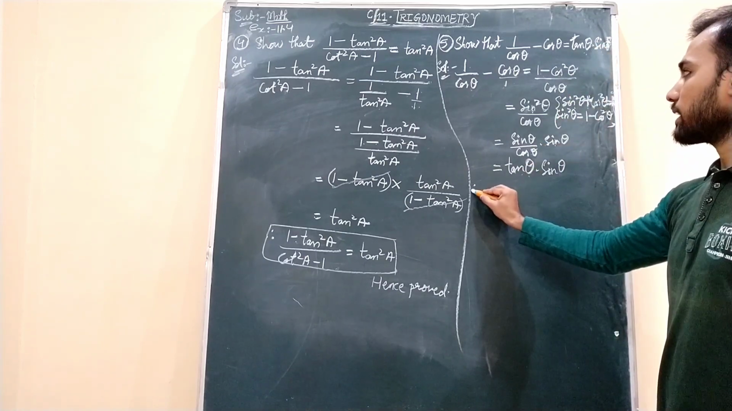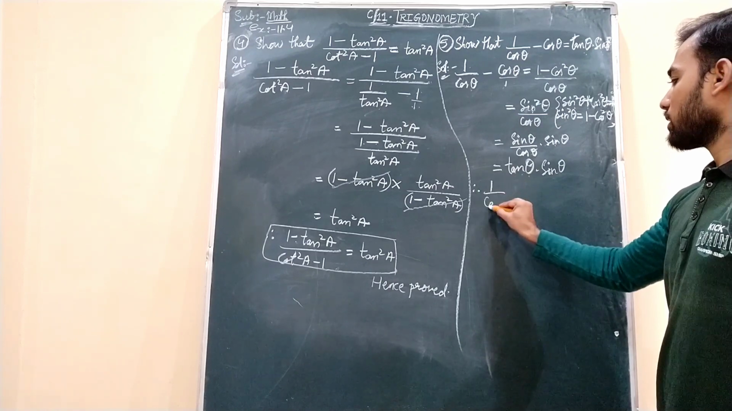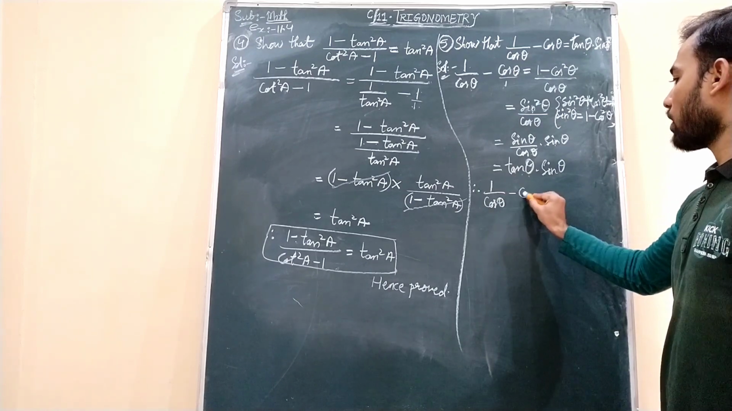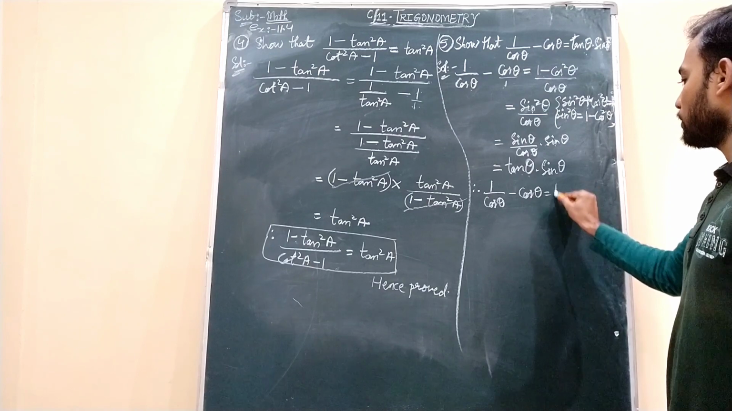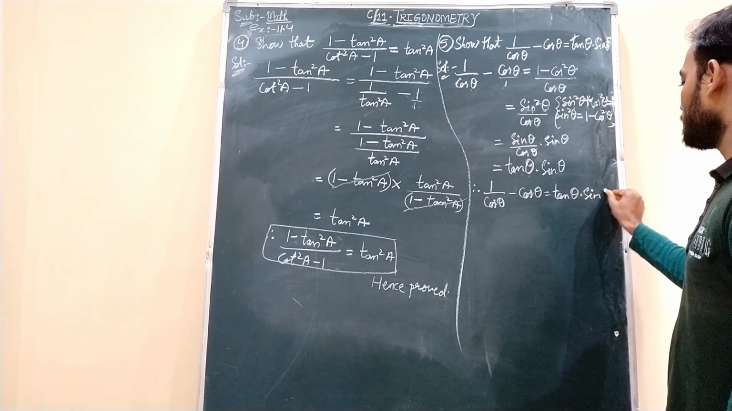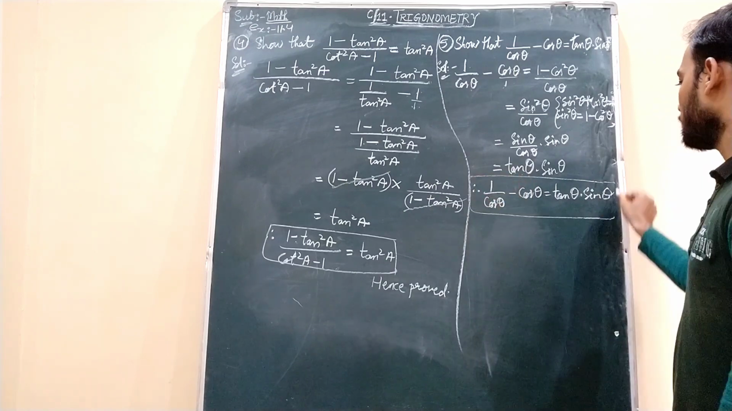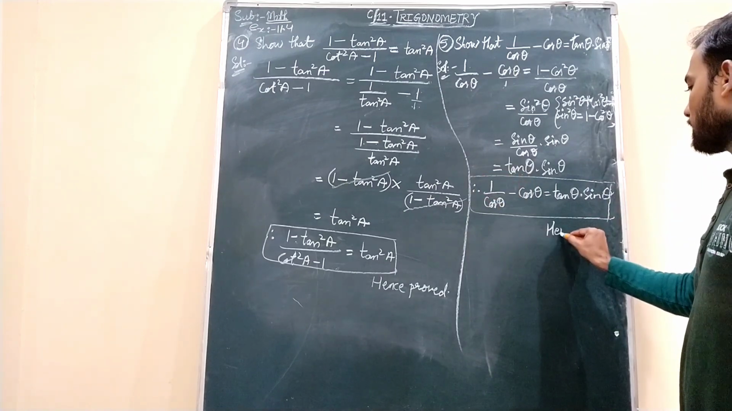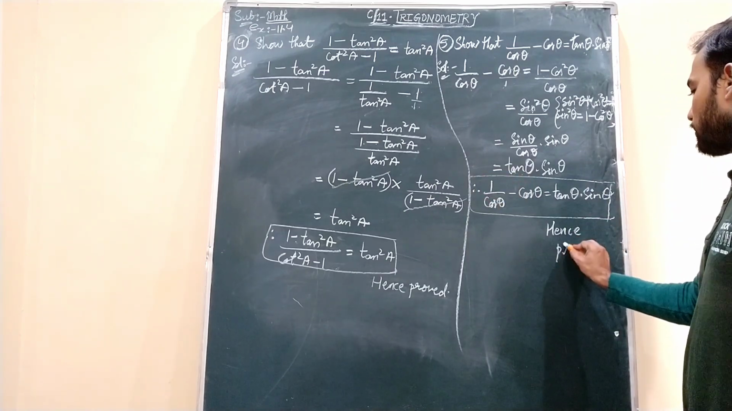As per our required part, at last we can write, therefore 1 by cos theta minus cos theta equals tan theta multiplied with sin theta, we got. Okay, hence proved.